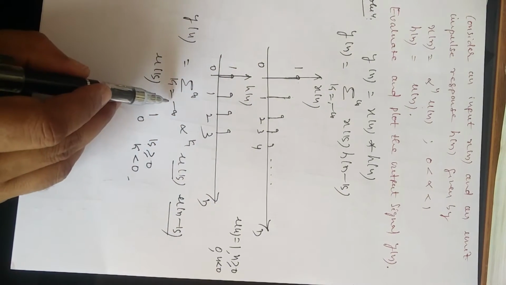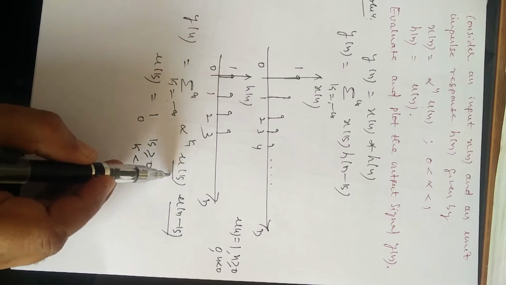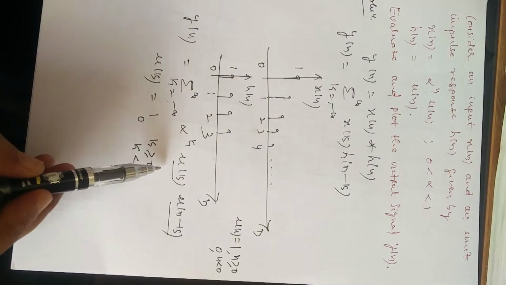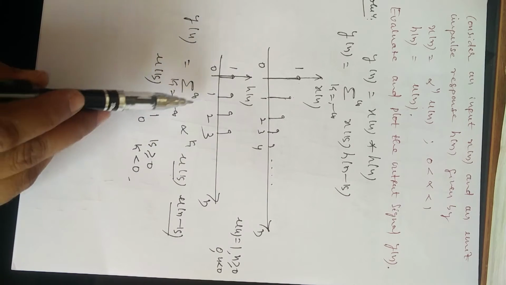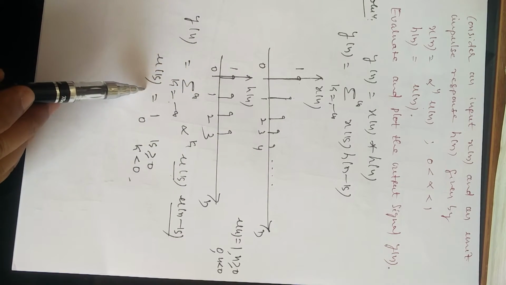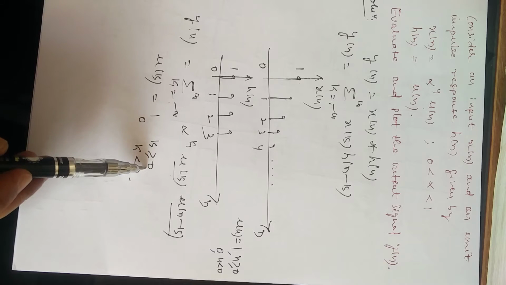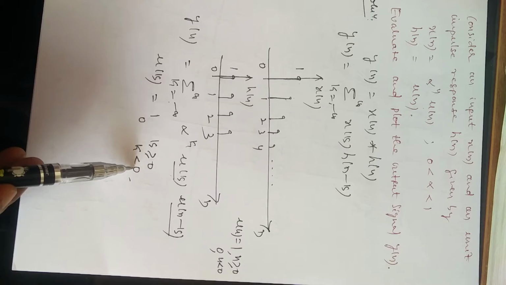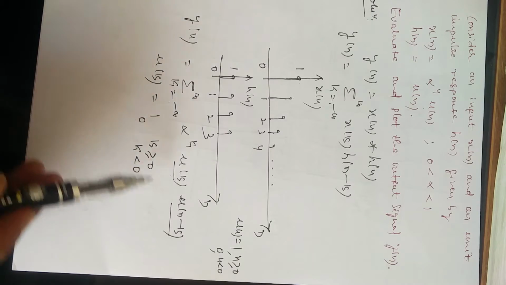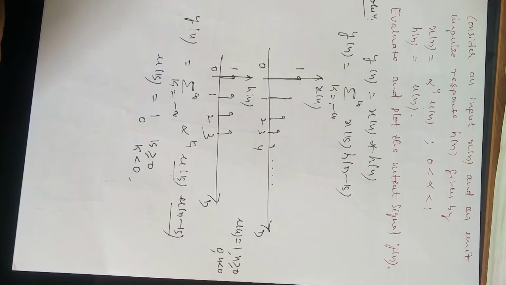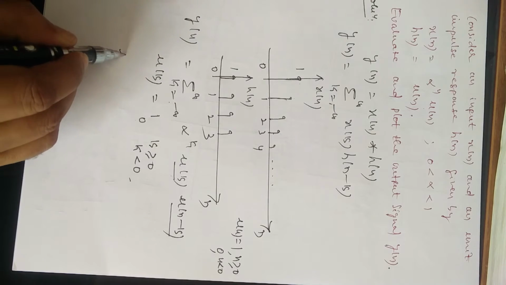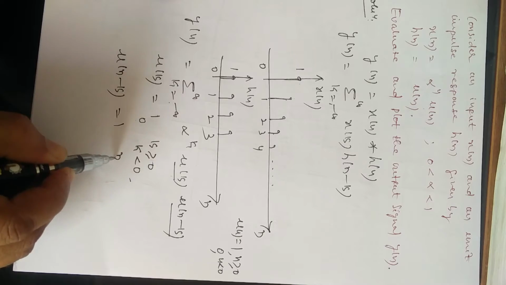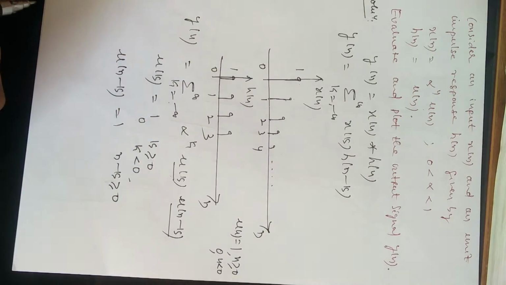That means you can fix up the lower limit from this first signal. When you have two infinite duration sequences, from the first signal you can fix the lower limit of the summation, because u of k is equal to 1 when k is greater than or equal to 0. The other meaning is that k should not be less than 0, because when k is less than 0 the answer is 0, and then the whole product becomes 0. Next, u of n minus k equals 1 when n minus k is greater than or equal to 0.